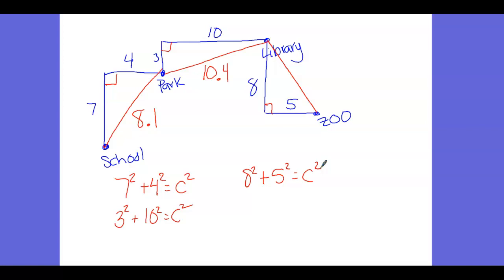What'd you get? 9.4. Do you agree? Okay. 9.4. And now we're going to go from the zoo to the school. Would you use 8.1 and do 4 and 7? No. Okay, from the zoo, how could I make a right triangle so that this is the hypotenuse?